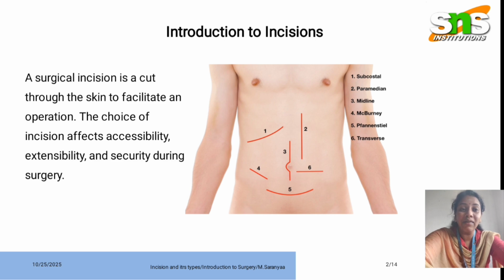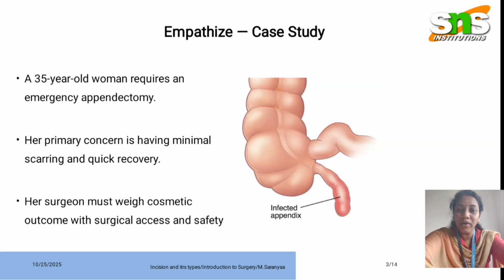In this image, I have given the different forms of incision in the body, which are subcostal, paramedian, midline, McBurney, pfannenstiel, and transverse. Before going into detail about each incision, I am going to give you a case study. A 35 year old woman requires an emergency appendectomy. She had pain in the appendix. Her primary concern is minimal scarring and quick recovery from the surgery. Her surgeons must balance cosmetic outcome with surgical access and safety.